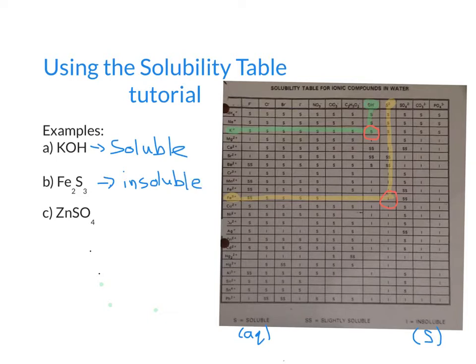And then our last example that we'll look at is zinc sulfate. Find our zinc, Zn2+, right here, sulfate, SO4 2-, here. Find where they meet, all the way across and all the way down. And they're meeting at an S. So therefore we can say that zinc sulfate is soluble.